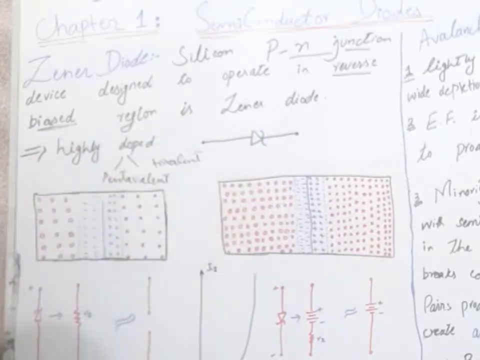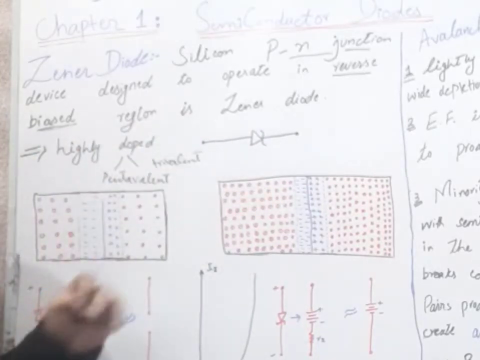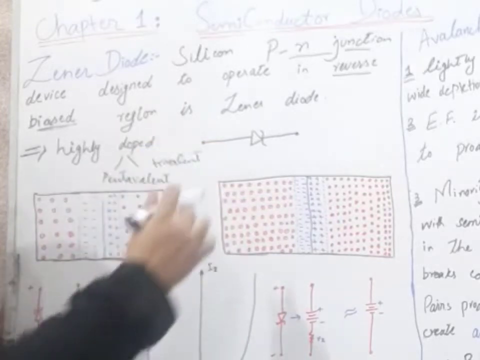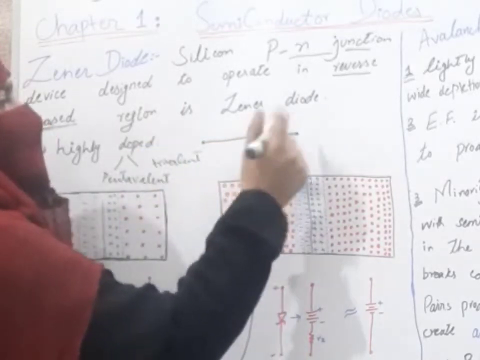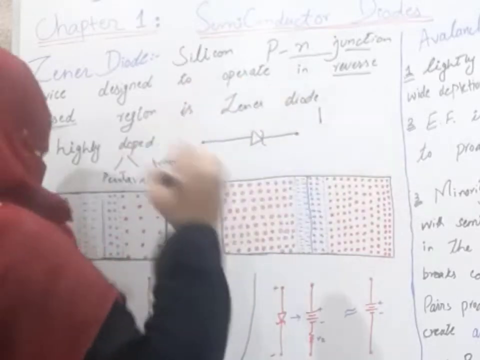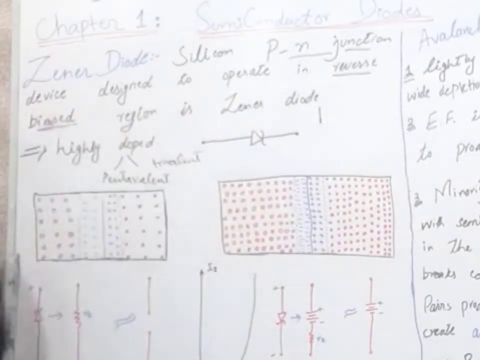This is the symbol of the Zener diode. The symbol of the Zener diode is like the normal diode, but here we will have a Z-like shape, not the simple line at the n side.